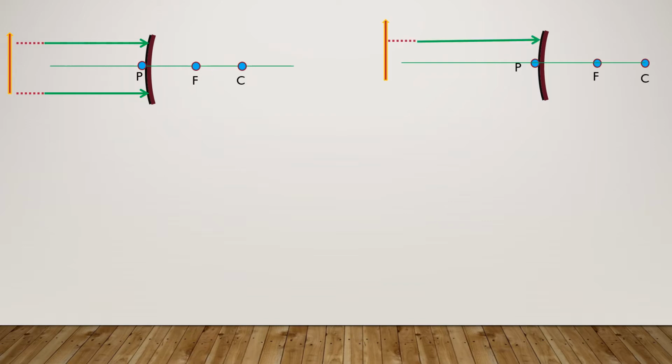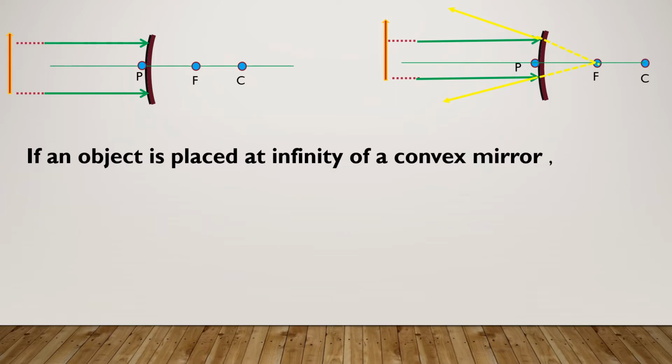The object is at infinity, represented by the dotted lines, and when it reflects, it will appear that it is coming from the focus. That is how the incident rays which are parallel to the principal axis behave. Now let us take the second ray, and it also behaves in the same way. When we extend the reflected rays, they appear to be meeting at the focus, so our image will be formed here.